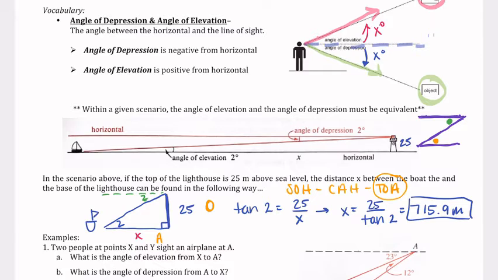Okay, so again, draw yourself a right triangle, figure out, do I have my height? Do I have my horizontal distance? What do I know here? And try to label it appropriately, and then figure out what trig you must use.